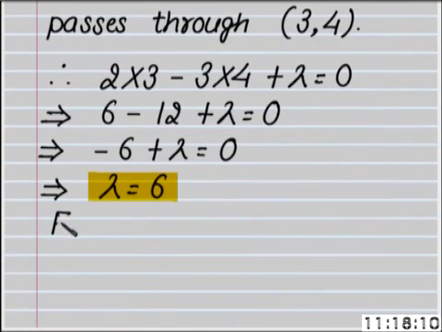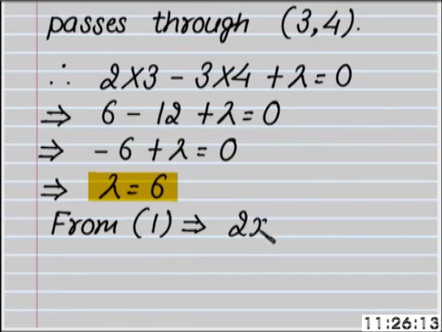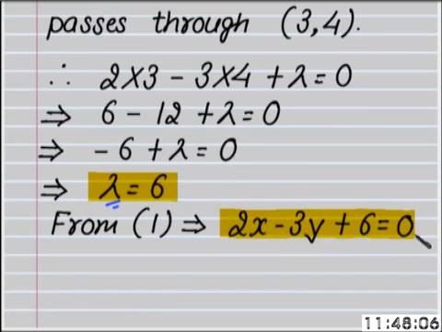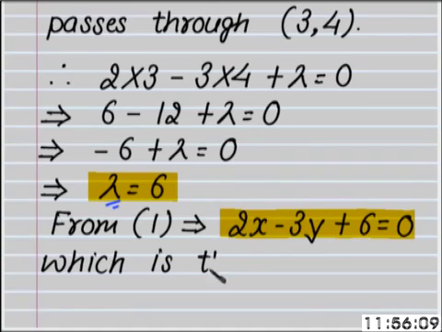Now from equation number 1, this implies 2x minus 3y plus 6 is equal to 0, that we get by placing the value of lambda in equation number 1. So we get the equation of the straight line 2x minus 3y plus 6 equal to 0, which is the required equation.